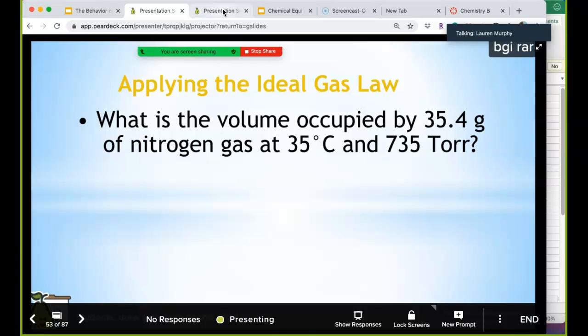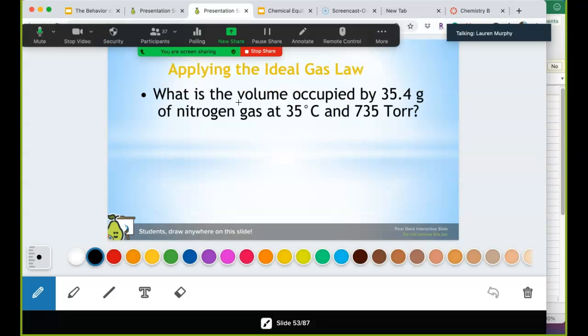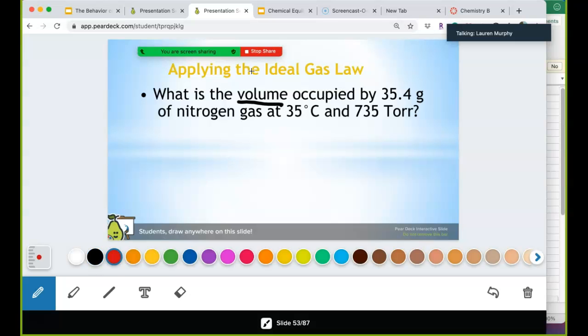Now they're going to make it a little bit harder. They say, what is the volume? So we're trying to find V occupied by 35.4 grams of nitrogen gas, and I give you temperature, and 735 torr is a pressure. Again, combined gas law does not look like it will be effective. I don't see two pressures or two volumes or two temperatures or two of anything. So the only other equation we really have is PV equals nRT, the ideal gas law.